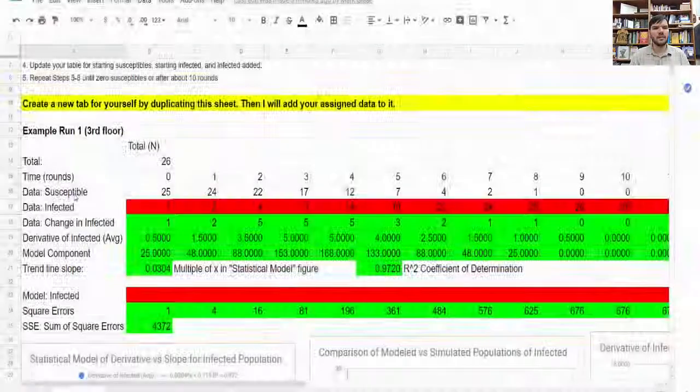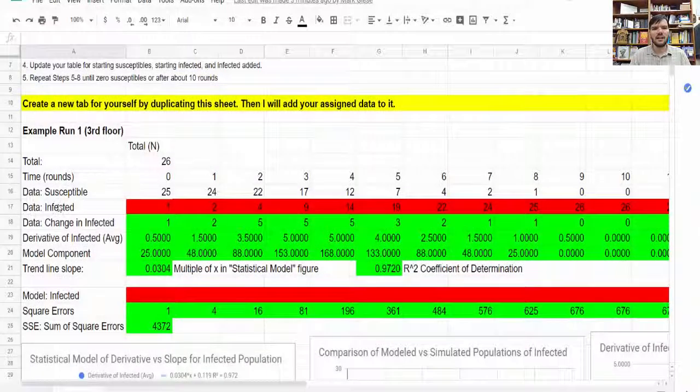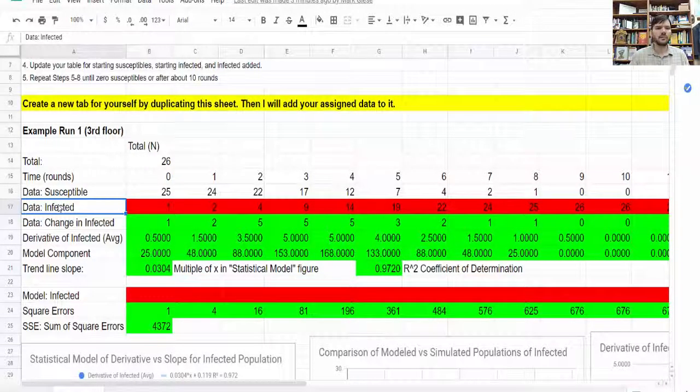You can see examples of the data collected. The number infected, of course, is what we were tracking, the number of beans that we're removing from the sample. The number susceptible is the leftover beans that we're shaking on there. And we can relate those two directly because we know that the total stays the same. The susceptible plus infected always equals the total. In this case, it was 26.